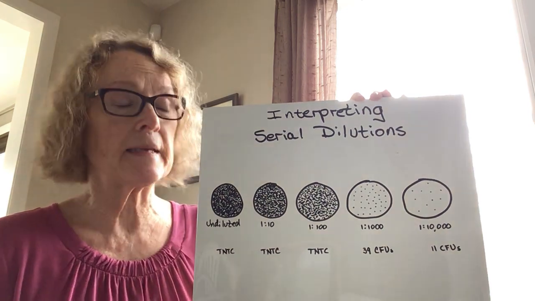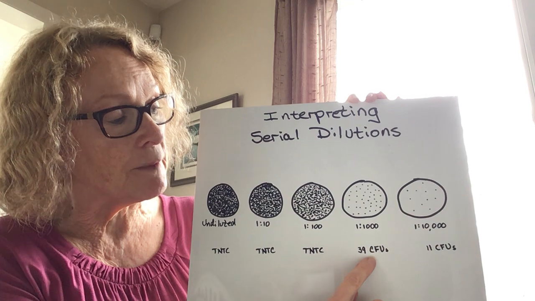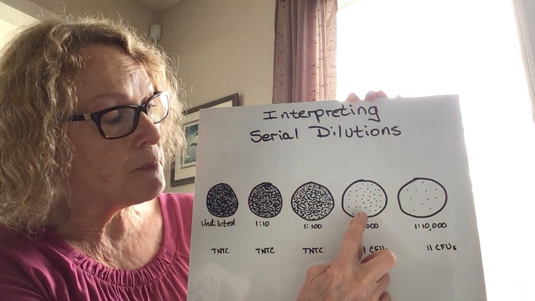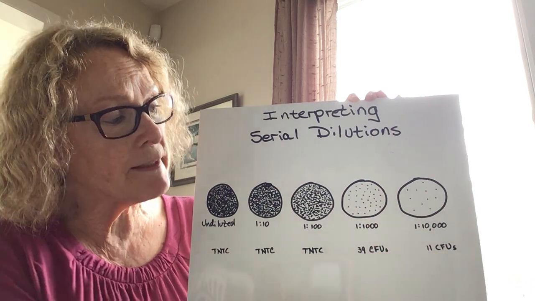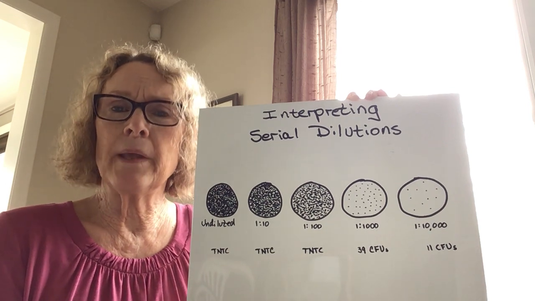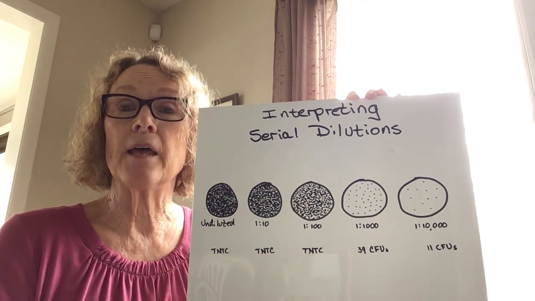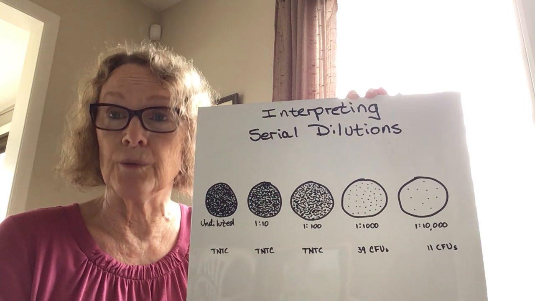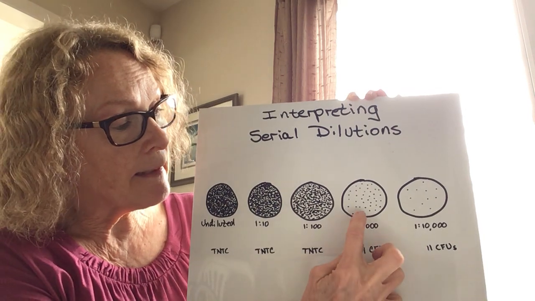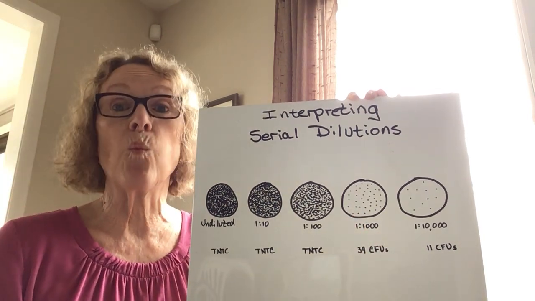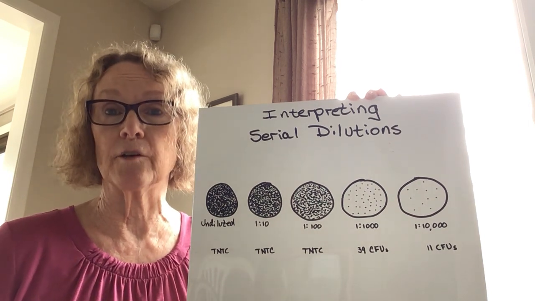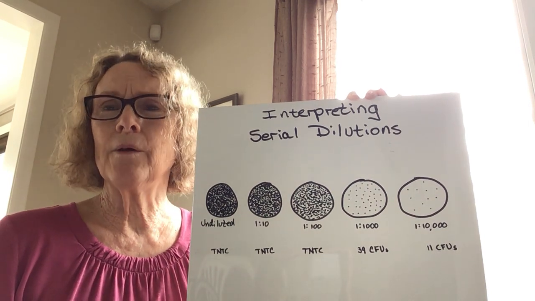Now look what happens in the 1 to 1,000 dilution. You can see that 39 CFUs are on this plate, whereas on the 1 to 10,000 dilution, there are 11. Now, let me briefly explain CFU. That stands for colony forming unit. We normally assume that an isolated colony grows from just one organism landing in that particular spot on the agar plate. And we know that that's not true.